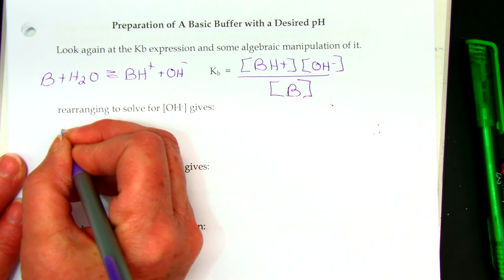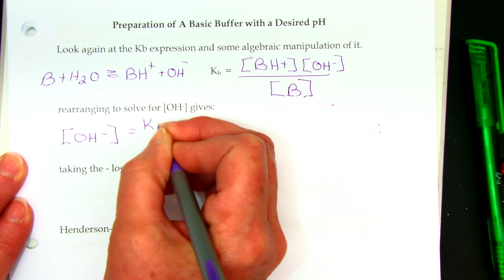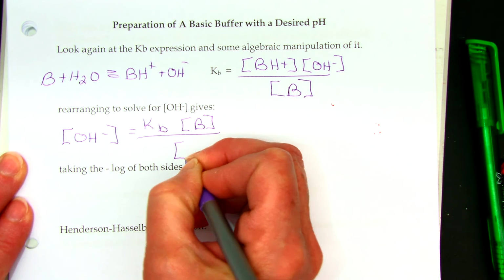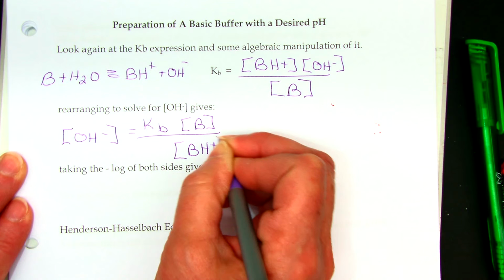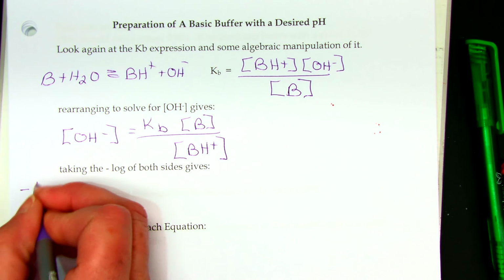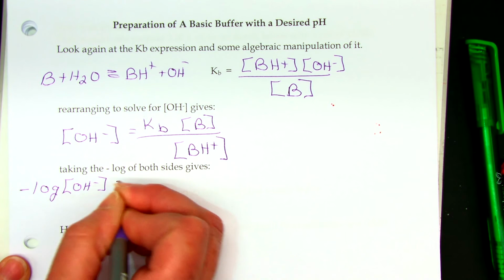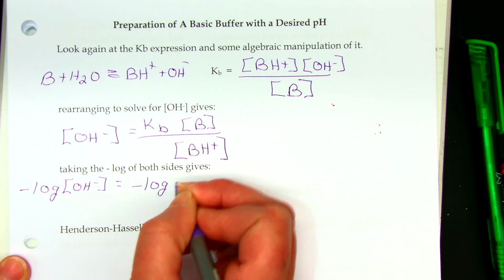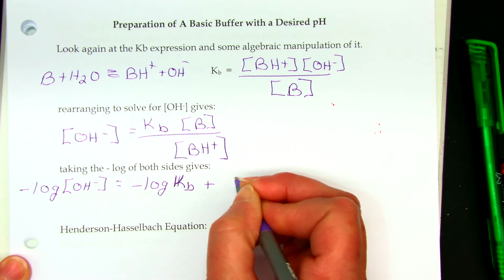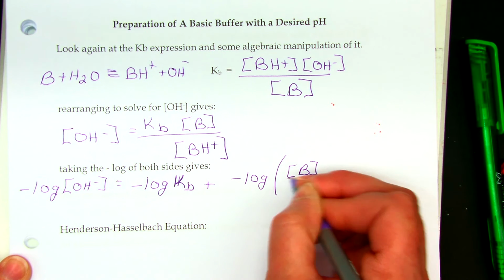Now, in basic solutions, we solve for the hydroxide ion concentration, so I can rearrange this to solve for the hydroxide concentration. The hydroxide concentration is equal to Kb times the concentration of B divided by the concentration of BH+. And if we take the negative log of both sides, we get the negative log of the hydroxide concentration is equal to minus the log of Kb plus the negative log of the concentration of B over BH+.